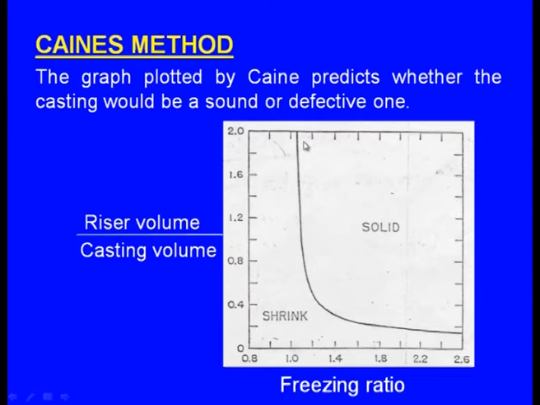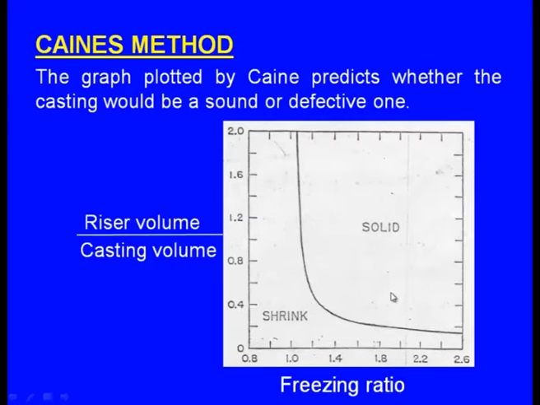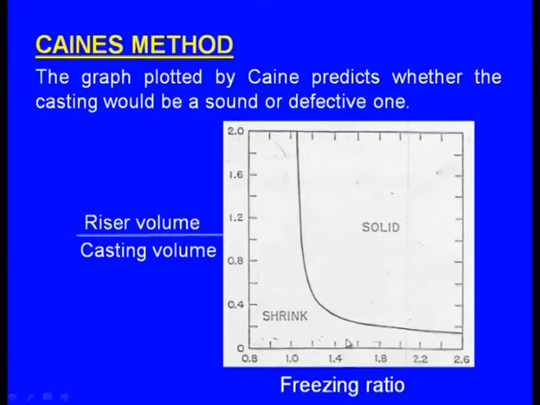Now, let us see this graph. Here there is a curve. When he plotted freezing ratio on the x axis and riser volume to casting volume on the y axis, a curve was obtained. All the castings that fall on the right side of this curve will be sound castings without any shrinkage defects. All the castings falling on the left side of this curve will be defective castings with shrinkage defects. So, this was the finding of Keynes, after conducting extensive investigations. Now, the problem is, what is the limitation? Definitely, this was a very good work, but what is the limitation?